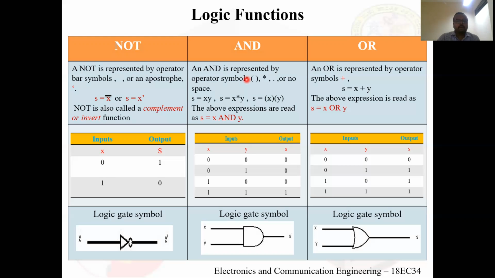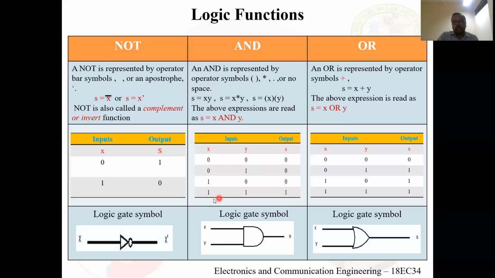And it is represented here as S is equal to XY, or it could also be represented as S is equal to X, the multiplication symbol, Y, and this symbol specifies the AND operation in Boolean algebra, and S is equal to X, Y in brackets here. And all three expressions are read as S is equal to X and Y. When both the conditions are satisfied, the output is equal to logic 1. If any one of the conditions is not satisfied, the output is equal to 0.